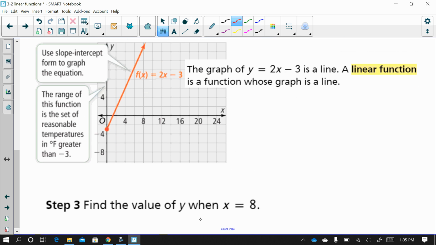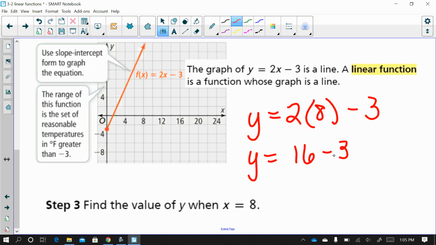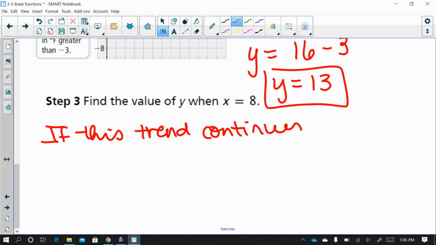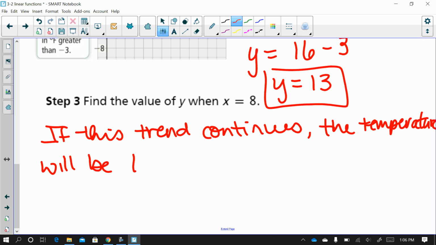So we're going to plug in 8. So y equals 2 times 8 minus 3. y equals 16 minus 3. y equals 13. So if this trend continues, the temperature will be 13 degrees Fahrenheit at 2 o'clock p.m. Okay, and we have solved that problem.